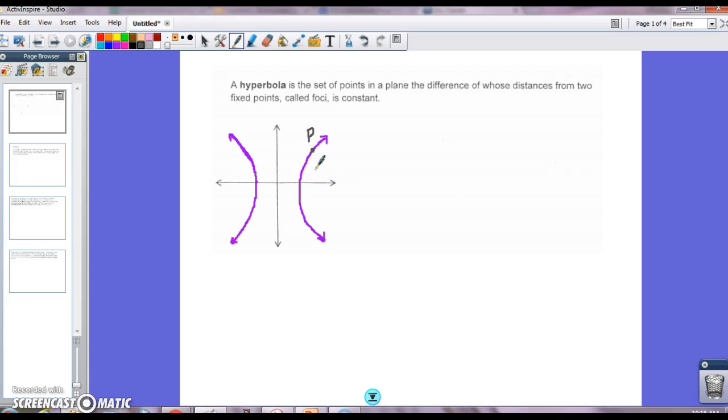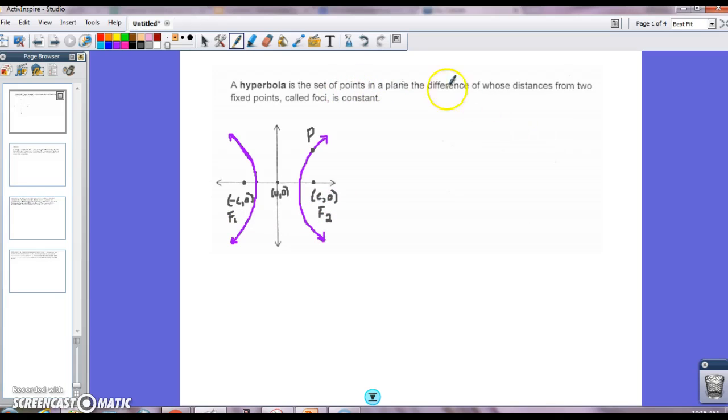Remember, here's my center. My center's at 0, 0. My foci are located right here, so the coordinates of this would be C, 0, and this would be negative C, 0. We'll call this F1 and F2, foci 1 and foci 2.